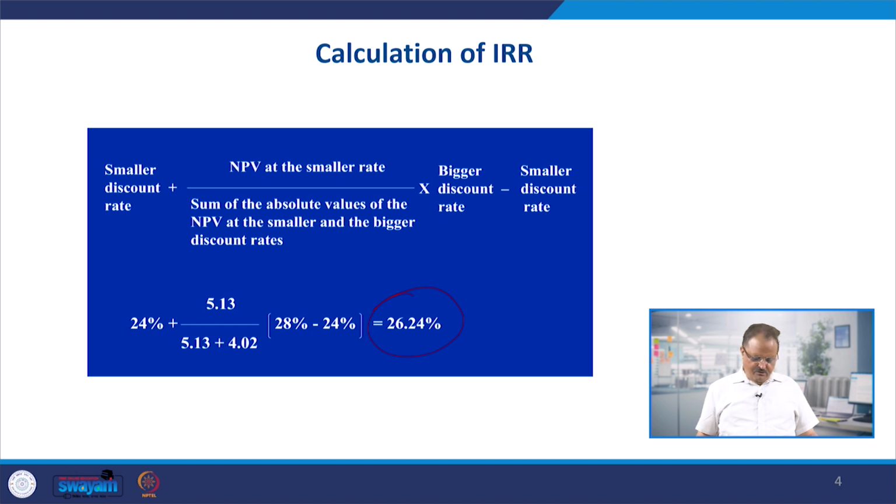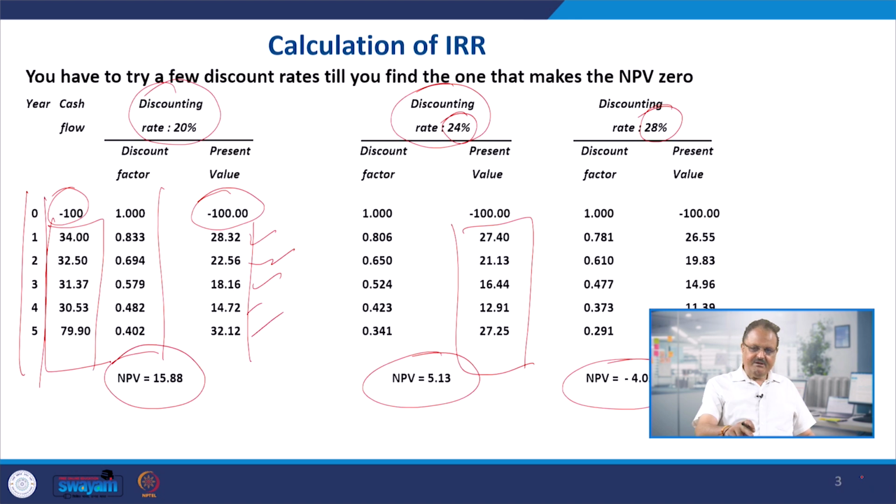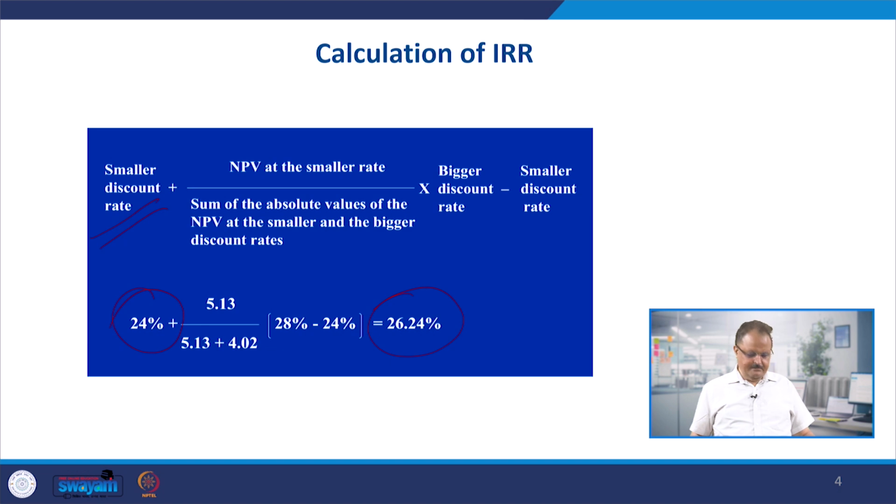So how did we calculate this 26.24%? The formula is very simple. You have to take the smaller discount rate, which is 24%, at which the NPV was still positive, and that was how much? 5.13, right? The NPV was 5.13 at that rate. After this, we take as the numerator the NPV at the smaller rate, which was 5.13, and the denominator is the sum of the absolute values of the NPV at the smaller and the bigger discount rates. So it is 5.13, and we have to take the other as 4.02, but not with a negative sign. We have to take the sum.